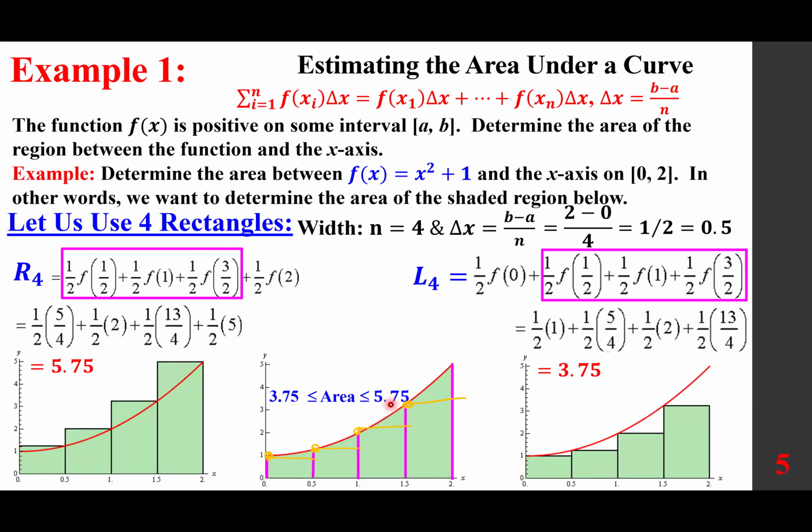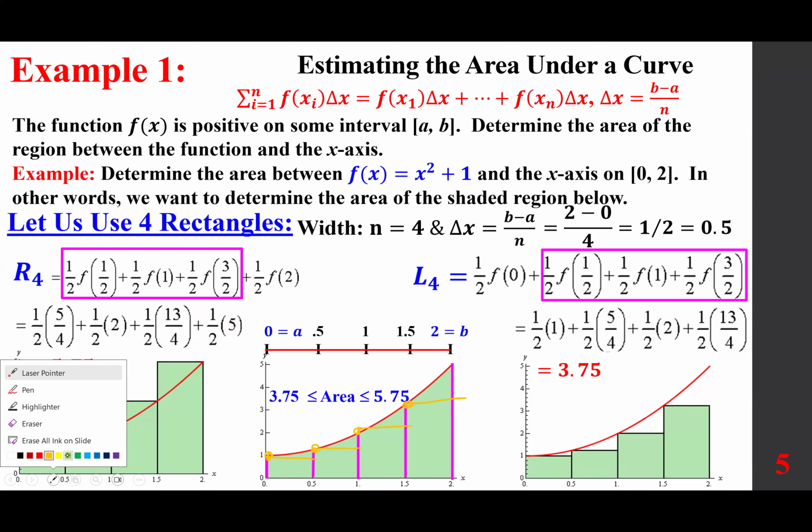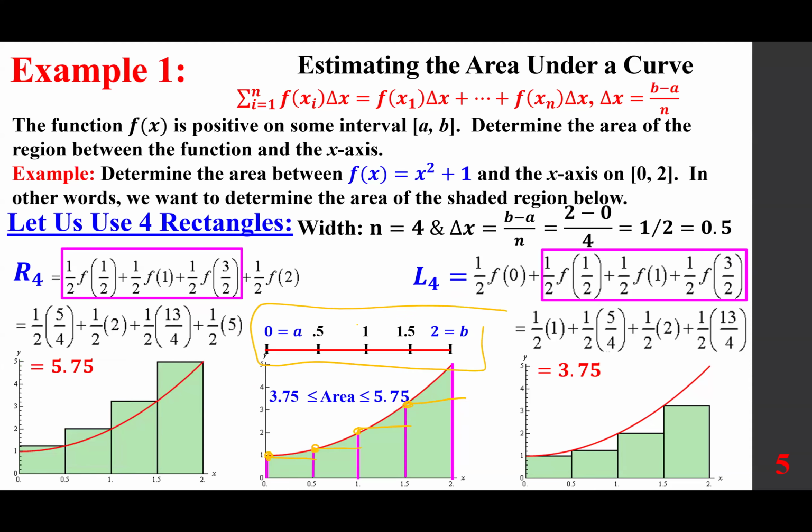By the way, to make this easier, when I want to do the calculation this way, from 0 to 2, from A to B, I'm going to draw a line segment. The first one is A. A happened to be 0. The last one is B. For the right endpoints, everybody, I'm going to use all of these endpoints except the first one.